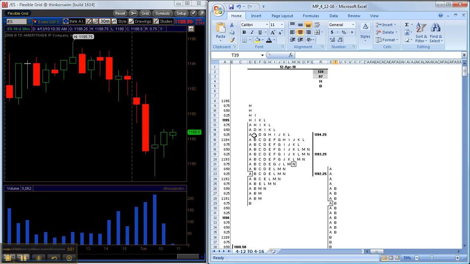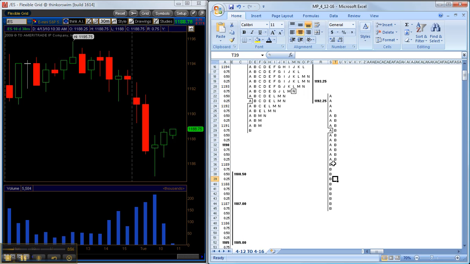It'll be compiled of a series of letters. You'll have prices running down the y-axis, and then in essence you have time condensed on the x-axis. So let me show you what I mean.